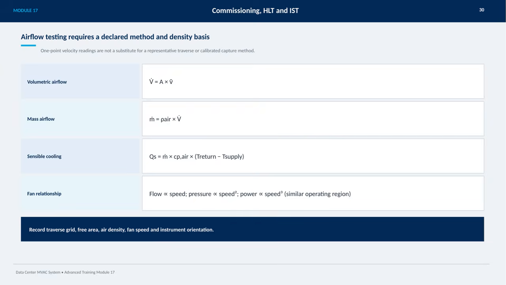For sensible cooling calculations, we use the mass airflow along with the specific heat capacity of air and the temperature difference between return and supply air. Fan performance relationships show us that flow varies proportionally with speed. Pressure changes with the square of speed, and power consumption increases with the cube of speed. This is key when operating within a similar speed region. Lastly, it's essential to record the traverse grid, the free area, air density, fan speed, and instrument orientation to ensure accurate and reliable airflow measurements.